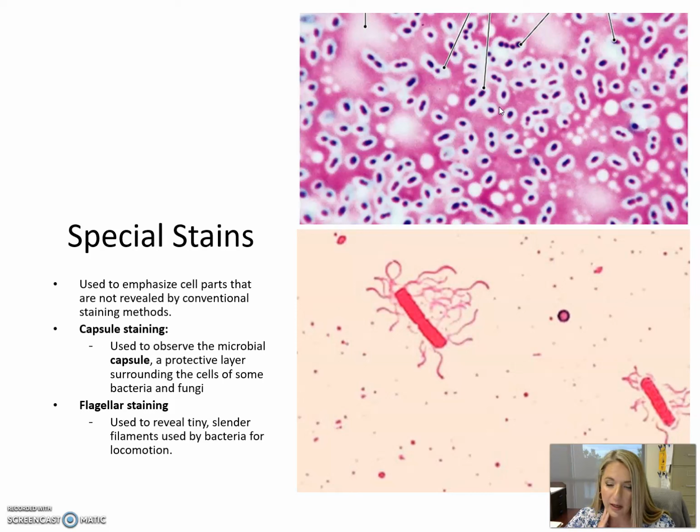And bacteria that have capsules are typically more dangerous bacteria. Those capsules make them resistant to things like phagocytosis by our phagocytic cells like neutrophils.